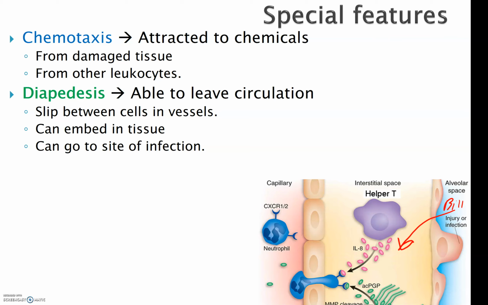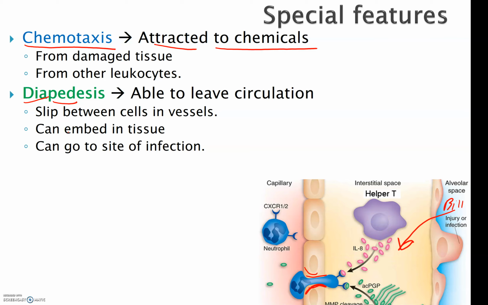Now, it can leave, so chemotaxis is attracted to chemicals from damaged tissues or other leukocytes. Diapedesis, di is 2, ped is feet, means it can walk. It can leave circulation. It's slipping between some epithelial cells right here of the blood vessel, and it is going to go to get help. They could embed in tissues.